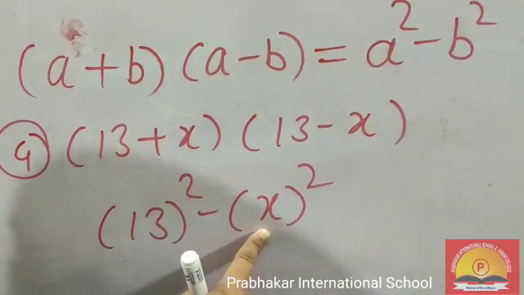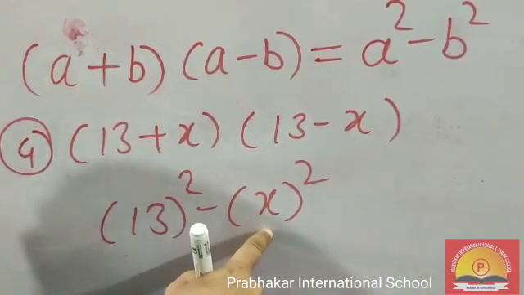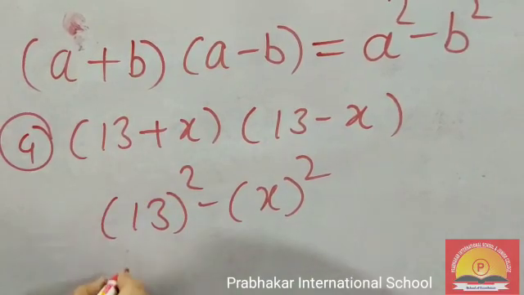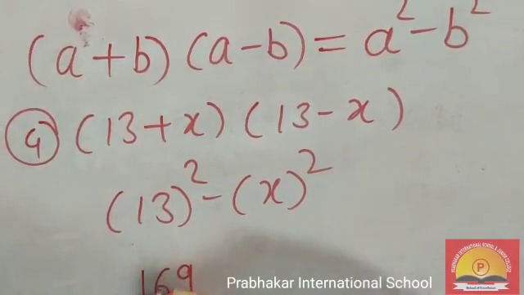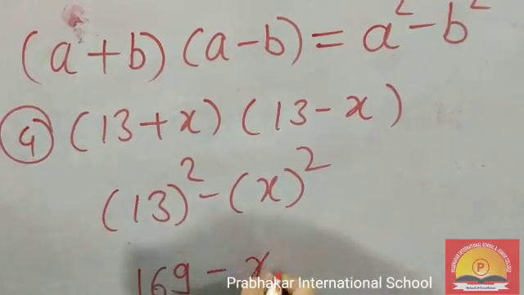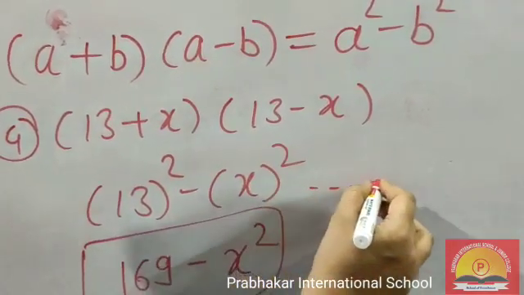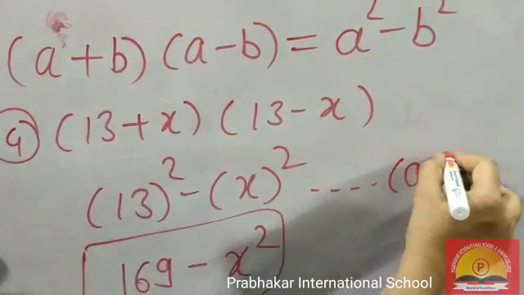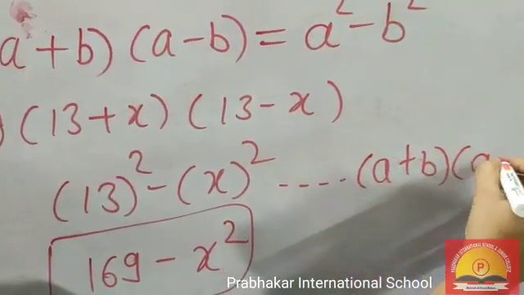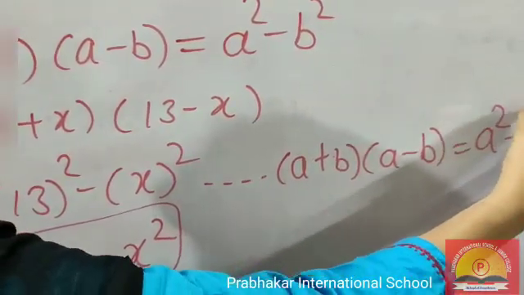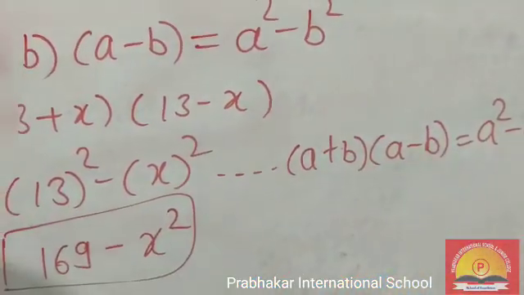We are not going to take the sign, only the variable you have to take here. Only the number we have taken, and the square of it. So 13 square is 169 and x square is x square. So this is your final answer. Which formula are we using here? If a plus b and a minus b is given, then we can write a square minus b square.